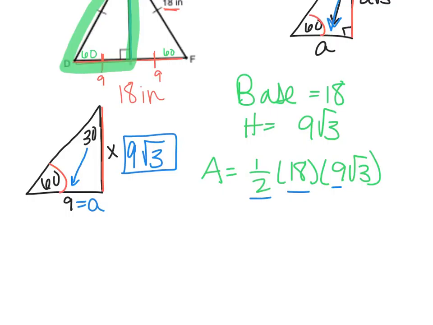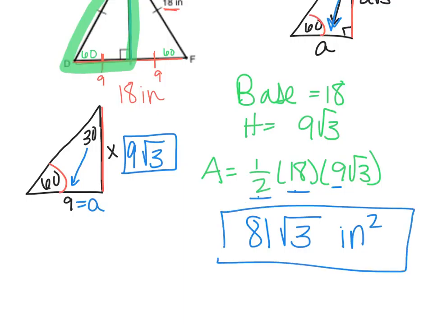In this case, we only have 1 root. So we're going to multiply 1/2 times 18 times 9, and that's going to give us 81. And then we're just going to keep the root 3 there. So to be proper, we include the units. Okay. And those are level 2s.